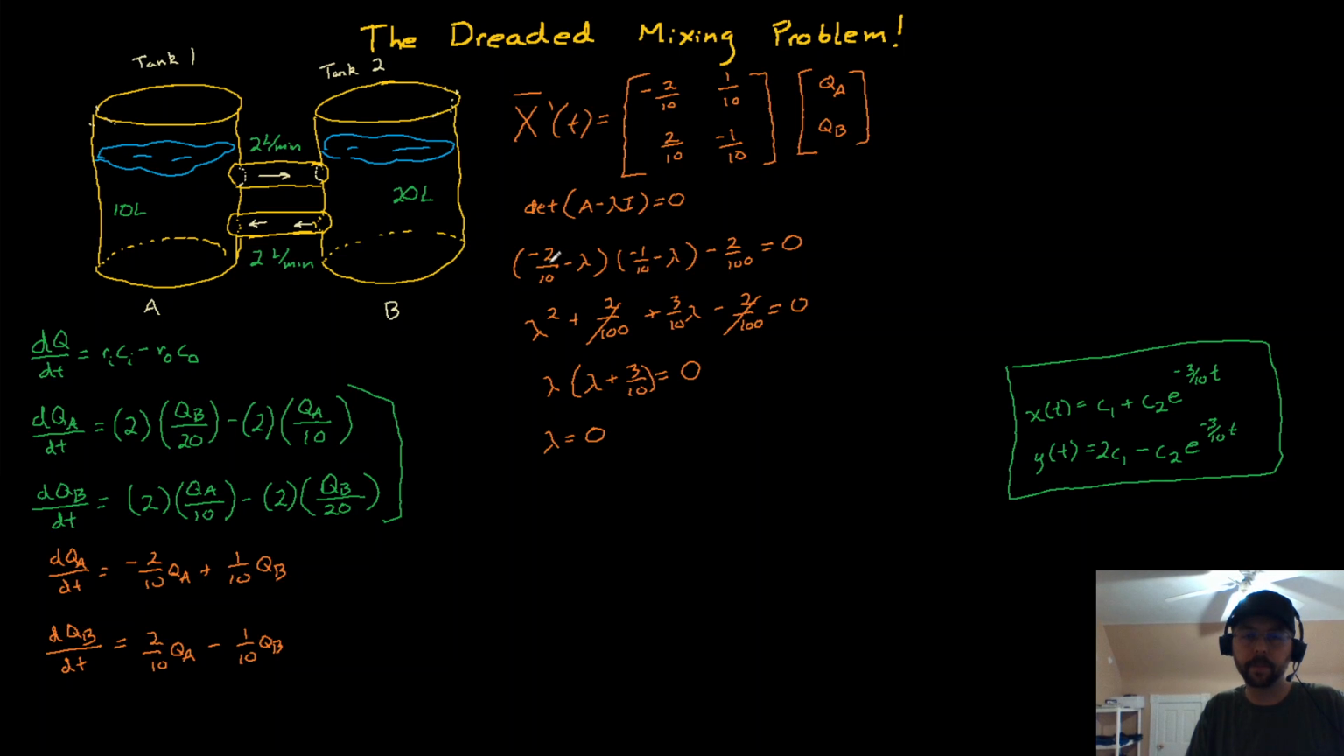I think I messed up somewhere, because now I have 3 over 10. No, when I subtract to the other side, okay, negative 3 over 10. So this would be lambda plus 3 over 10 equals 0. Lambda equals negative 3 over 10. So you'll see that 0 and negative 3 over 10, that's the same solutions we got the first time for R. Now these are called our eigenvalues.